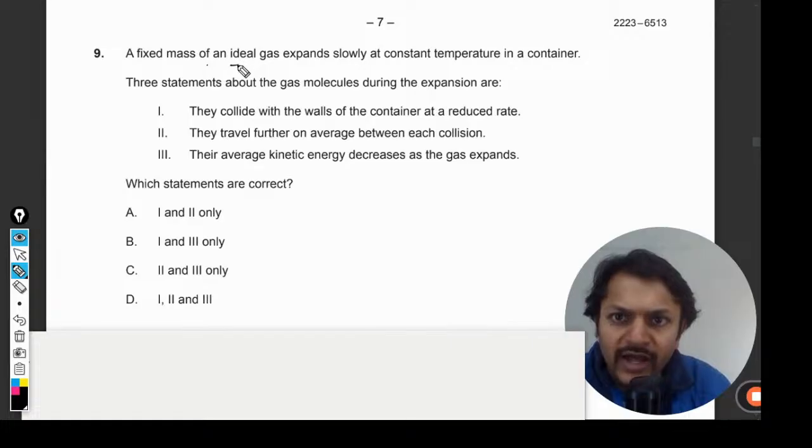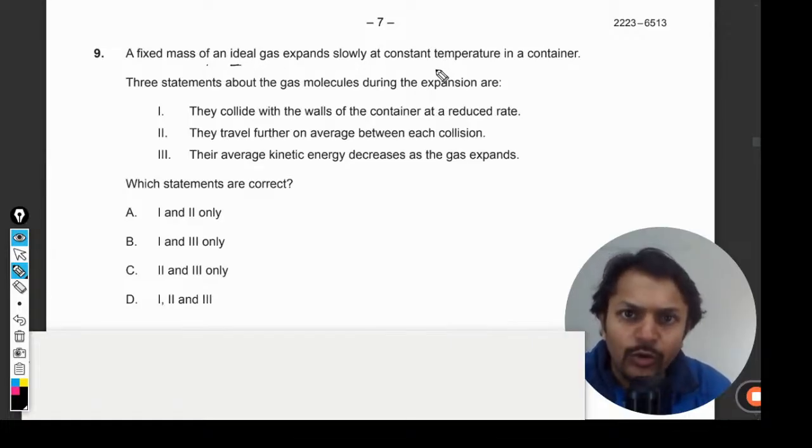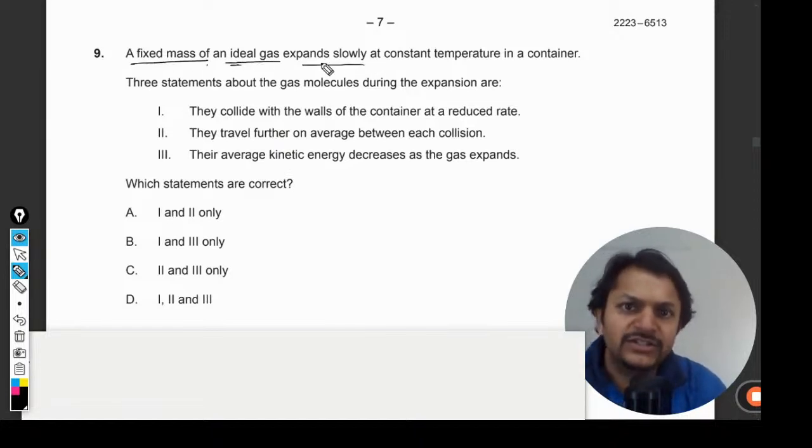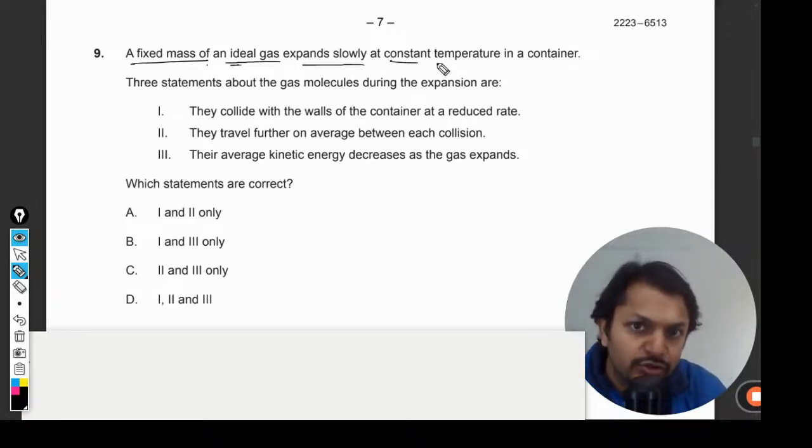Okay, dear student, let's see what is there in this question. A fixed mass of ideal gas expands slowly at constant temperature in a container. So the mass is fixed, ideal gas expands at constant temperature. So temperature is also constant.